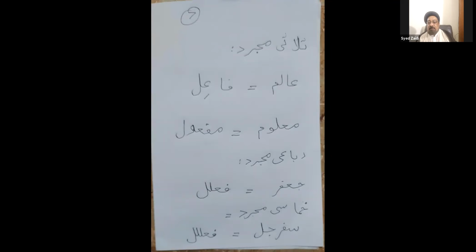And it's the same in Khumasi Mujarrad as well. You see the word Safarjal. You see there are 5 letters. Fe, Ain, and Lam are the 3 basic letters. But then the 4th and the 5th, which are Jim and Lam in Safarjal, what do we do? We still go on repeating the Lams at the end. So then we have Safar, and then we have 2 Lams in the end. Fi'alal.